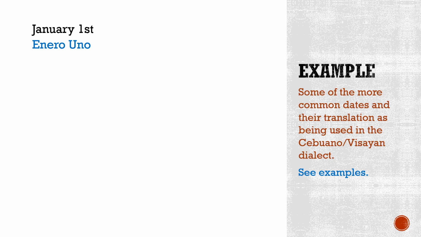So for the dates, we use the Spanish translation of the numbers. So in this case, January 1st, that's enero uno. And then let's say February 14. February is Pebrero, and again the number 14, that's 14.